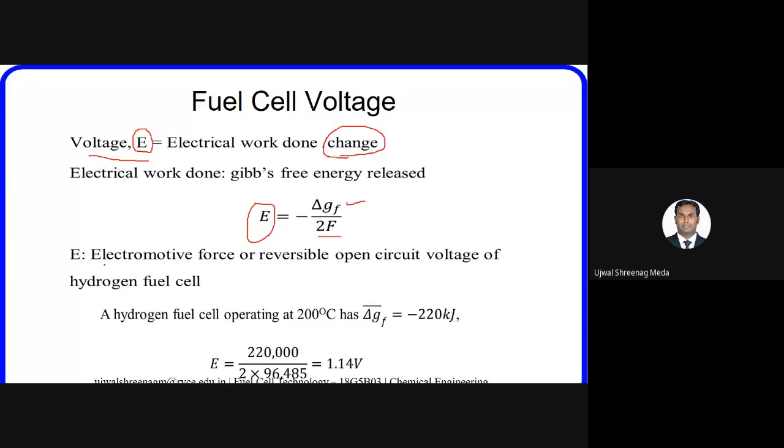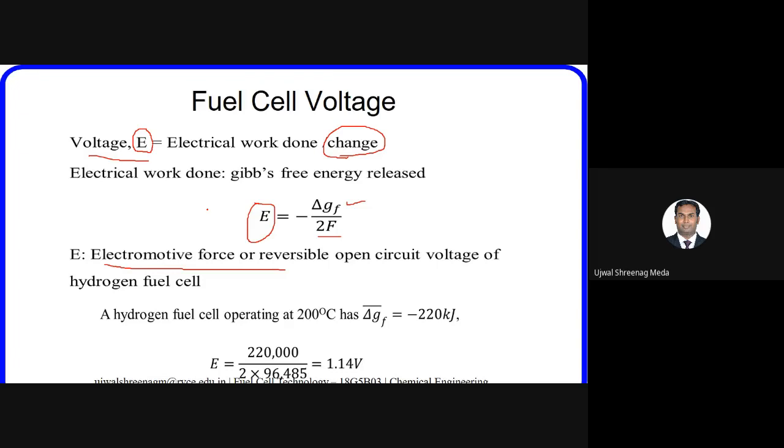And why is it E? Because it is the electromotive force, known as EMF, or the reversible open circuit voltage of a hydrogen fuel cell. So this is how we can find out how much voltage can be generated in a fuel cell. Now let's take an example.